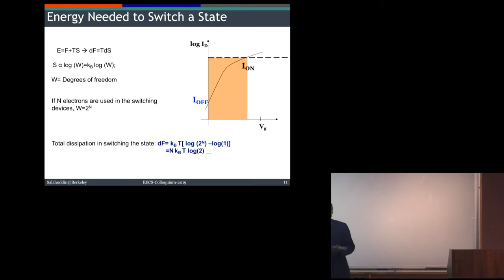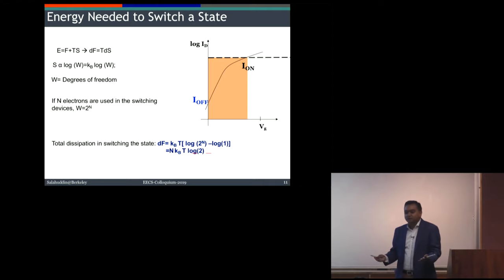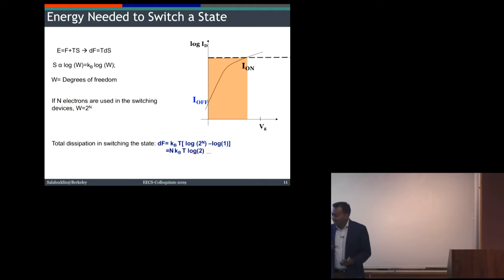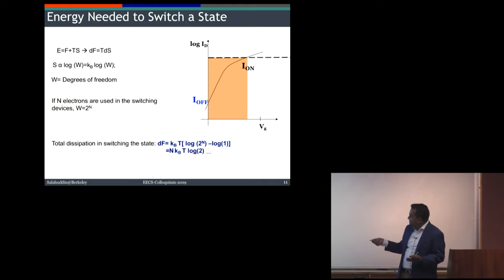N, I cannot do too much, because N is the number of charges. If I reduce that, I cannot charge up my circuits as fast as I want. So if I set a speed, I cannot do too much. Professor Yablonovitch actually comes to a similar argument from a different point of view: there is a mismatch between the number of electrons you need to charge up your wires versus your switching. So if you think about the speed, you cannot do too much about N. We will say that we cannot do anything about this.